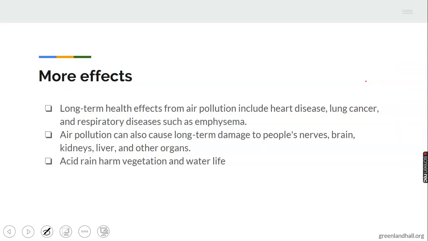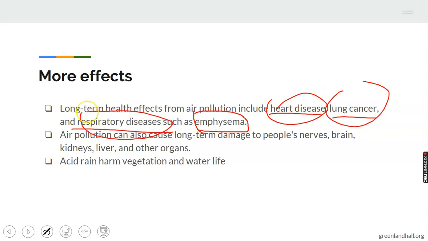Now, what are the other effects we have? Long-term health effects from air pollution include heart disease, lung cancer, and respiratory disease such as emphysema. That's a kind of respiratory disease that we have. Those are long-term health effects. You may not see the effect now. That's why we call it long-term. But if a person that has heart disease or lung cancer, even a little case of it, continues to expose himself or herself to air pollution, then it will become great, and the person will begin to manifest these symptoms, and before we know what's happening, the person might die.